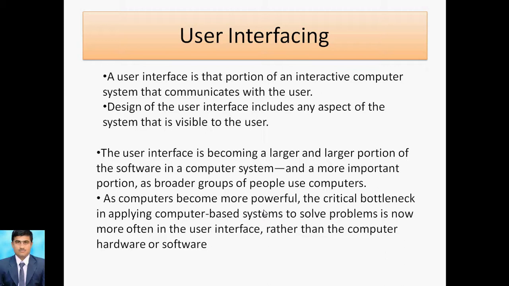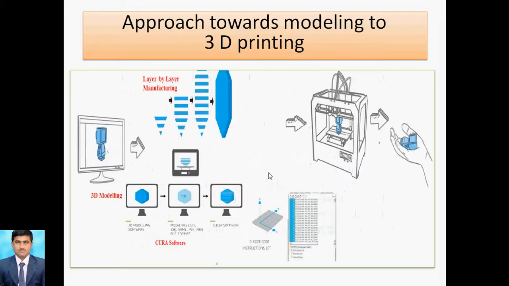That is why it can create different tools, and with the help of these tools we can create geometry, or we can create an encoding system, and then formalize the machine language. That is why the user interface is becoming a larger and larger portion of software in a computer system, and a more important portion as broader groups of people use computers. As computers become more powerful, the critical bottleneck in applying a computer-based system to solve a problem is often the user interface, rather than the computer hardware or software. So this is regarding the user interface.